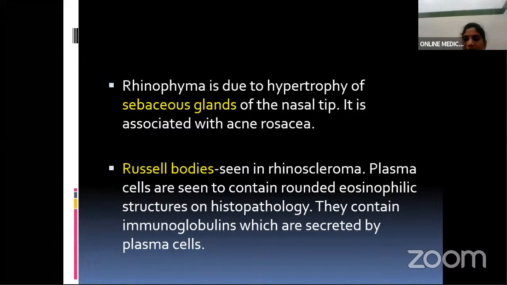So what is the treatment for rhinophyma, Sangavi?